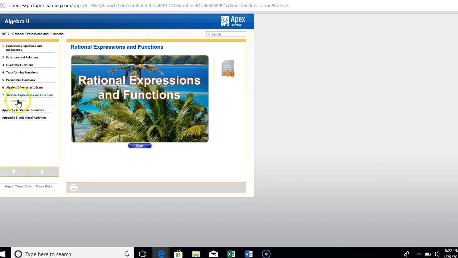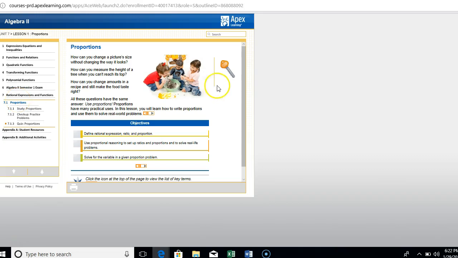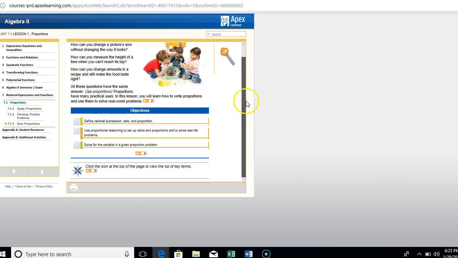So we're in 7.1. Proportions is the name of the game. The front page of every lesson has your lesson objectives. So this tells you exactly what you are going to study and know how to do by the end of this lesson. If you don't feel confident in your abilities to do any of these objectives that you see on this front page, it's your job to get help before you take the quiz for this lesson. How do you get help? You can use outside resources. You can go through the lesson again. You can contact me. All great ways to get help.